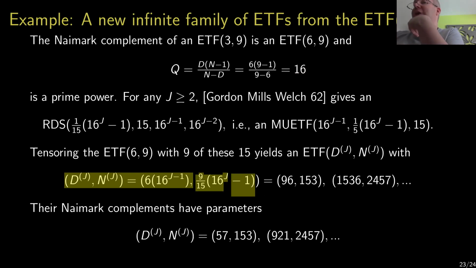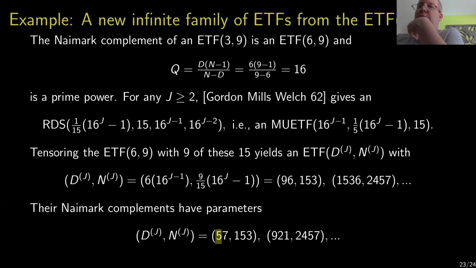Now they get big in a hurry. The first one's pretty small. It's an ETF 96,153. After that, they get enormous. When you take Naimark complements of them again, they become a little more recognizable. You get ETF 57,153. That's not very small, but it's amongst the smallest that have been discovered in the last few years, especially when you exclude the SIC-POVM literature.